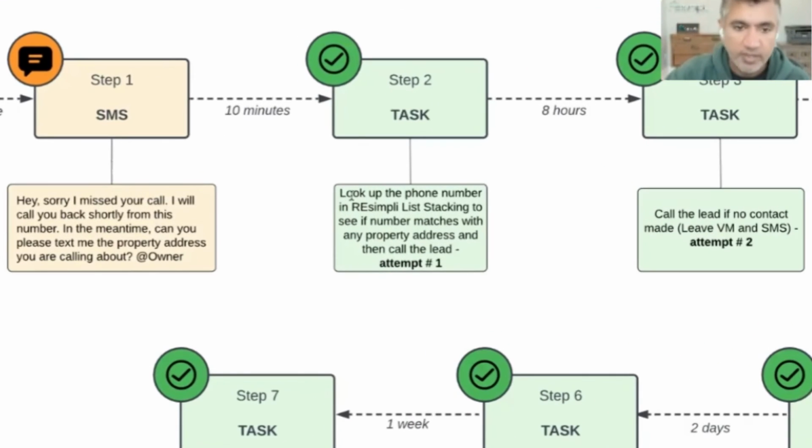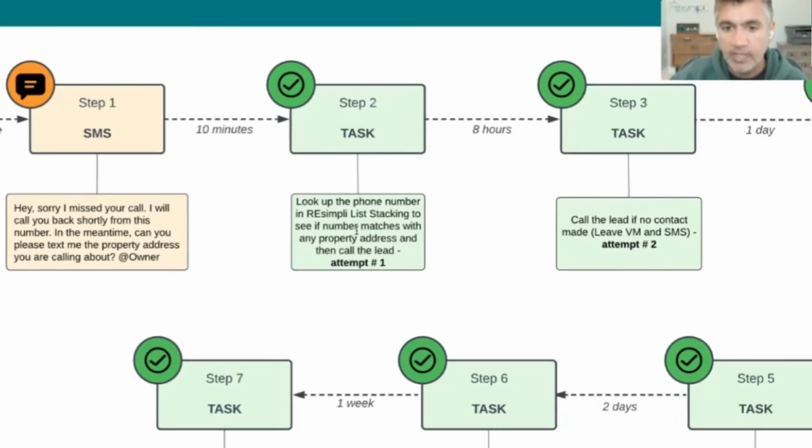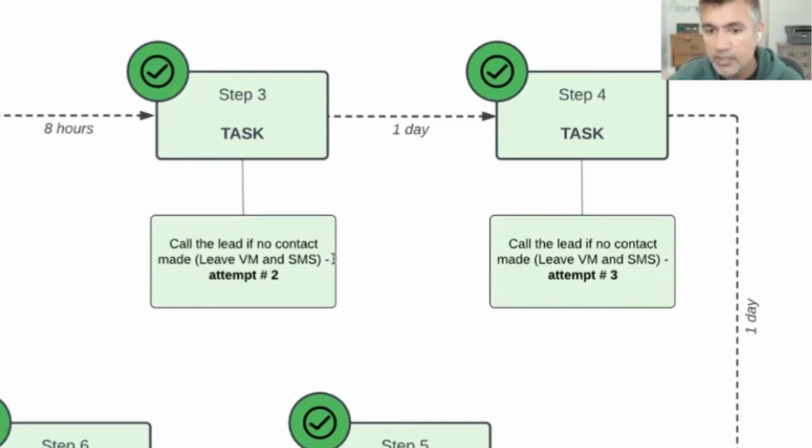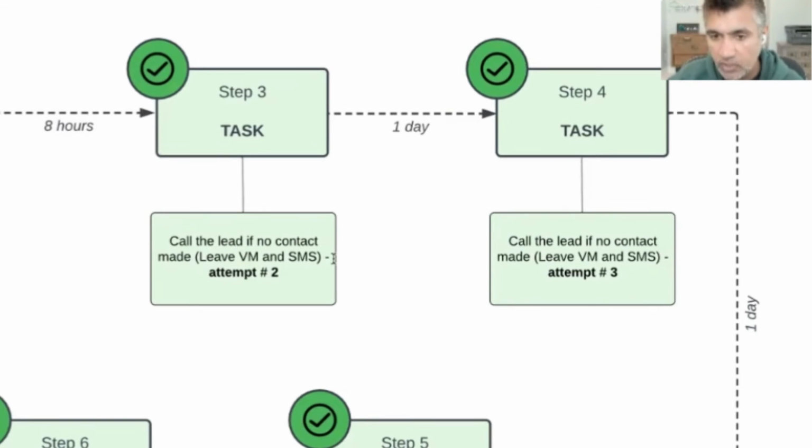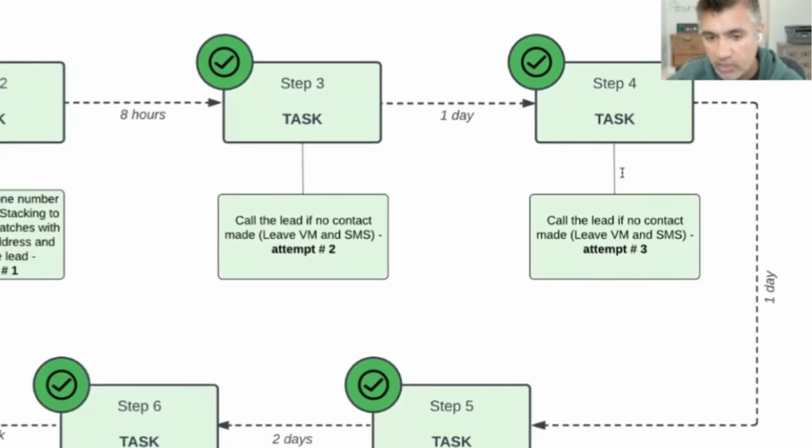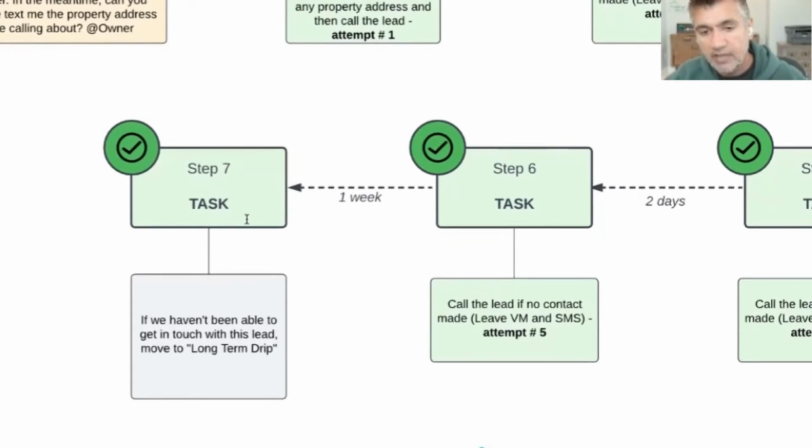If you're not doing that, then you have this task right here: phone number lookup in list stacking to see if the phone number matches. If it matches, then you can make it more personalized. If it does not match, then you just go through and call the lead. If no contact is made, leave a voicemail, send them an SMS, and continue doing that. And then if you still haven't heard back, move them to a long-term drip campaign.